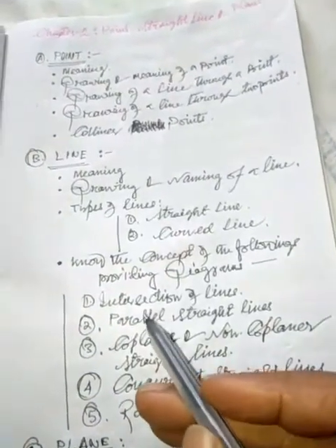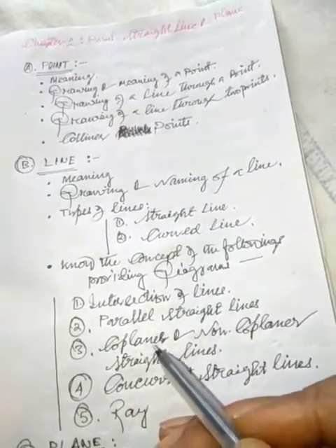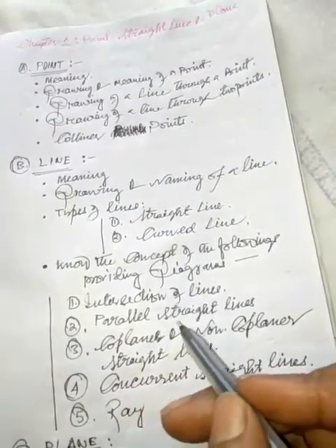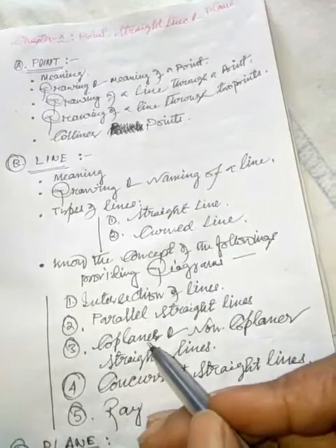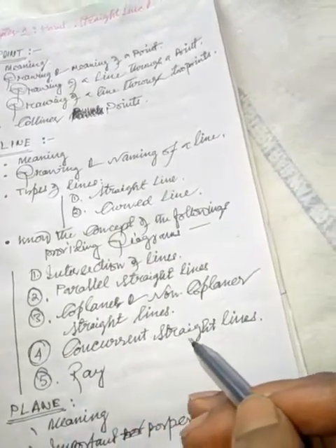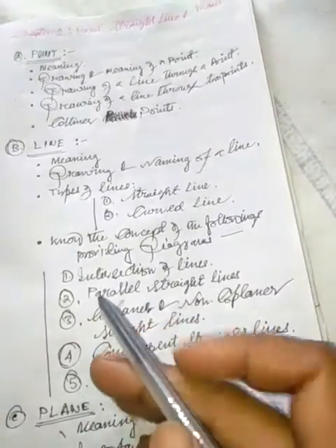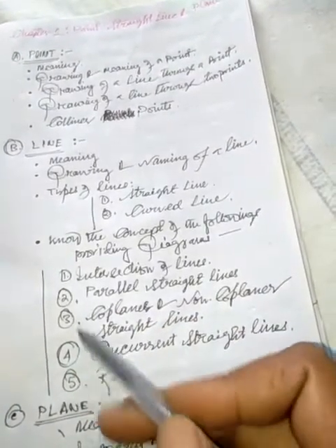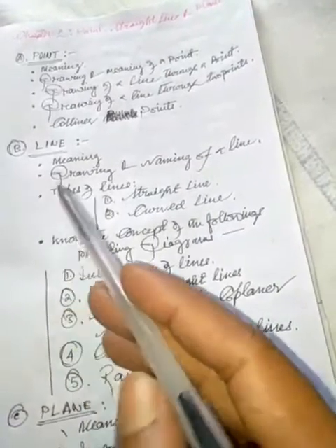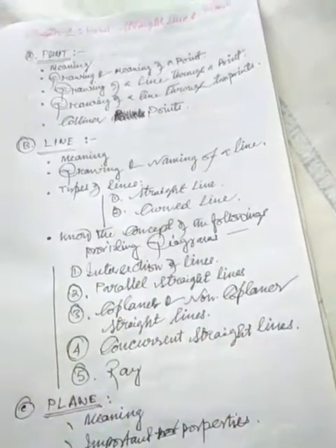Second thing is parallel straight line. What is it? What are the parallel straight lines? Then coplanar and the non-coplanar straight lines. Fourth one is the concurrent straight lines, and the last one is the ray. So for these 5 subtopics mentioned under the line, we should have a clear concept.